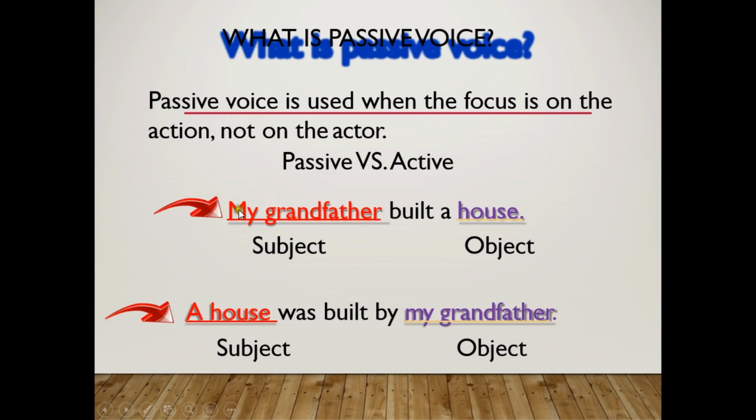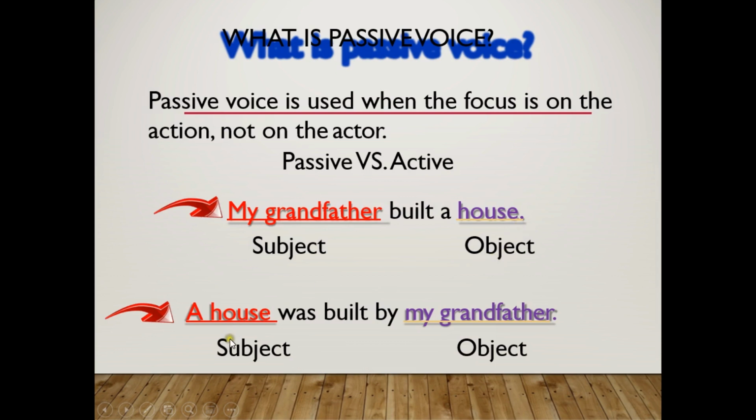Let's take a look at an example. This is the active voice: my grandfather built a house. Remember, my grandfather built a house. Here the actor, as the subject, does something, that is, builds a house.